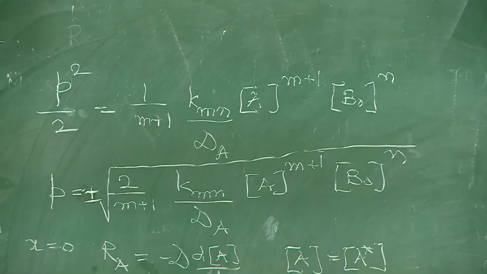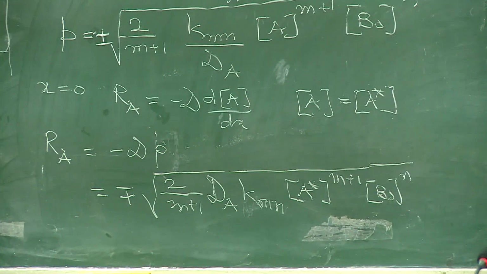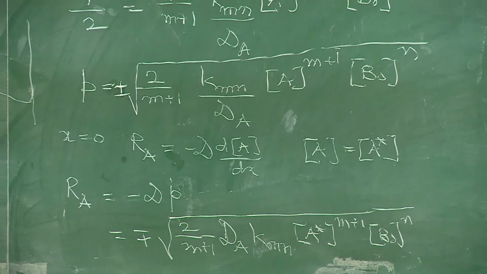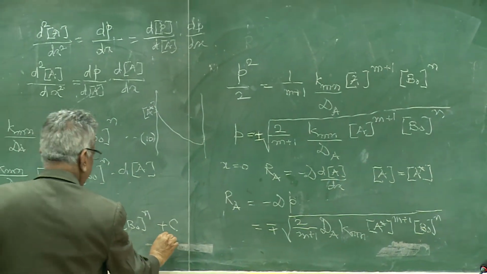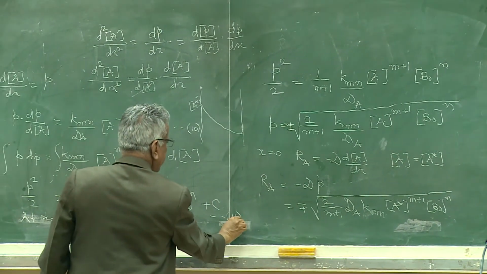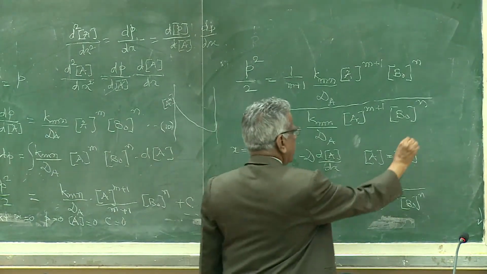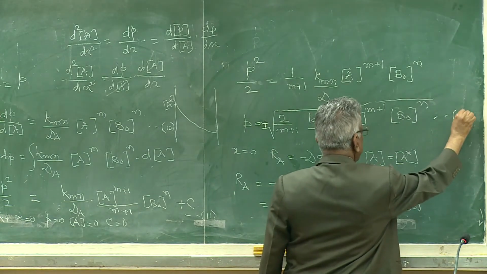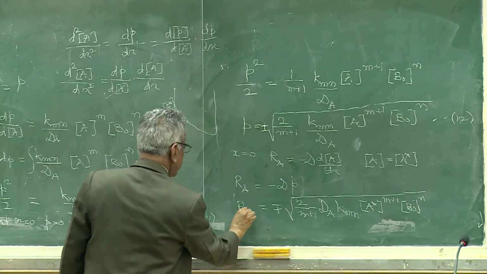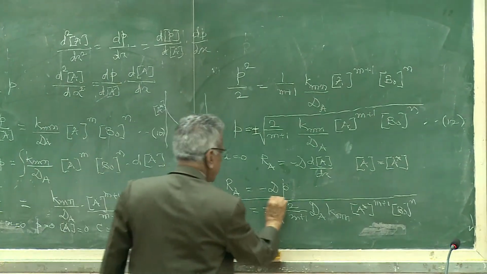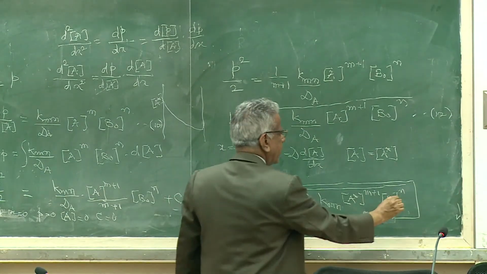So, let me give some equation numbers. We will call this 10, plus C, we will call this 11, call this 12, and R A is equal to, this as 13.